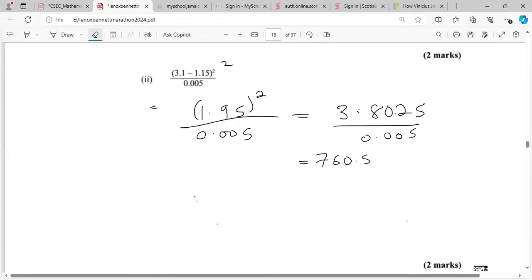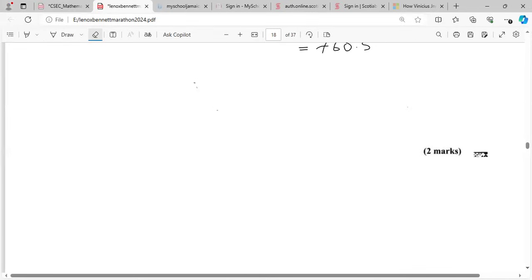Yeah. In Jamaica we say calculator, but you guys say calculator. Sir, what's the difference? Yeah. Calculator. Big up, man. Big up.